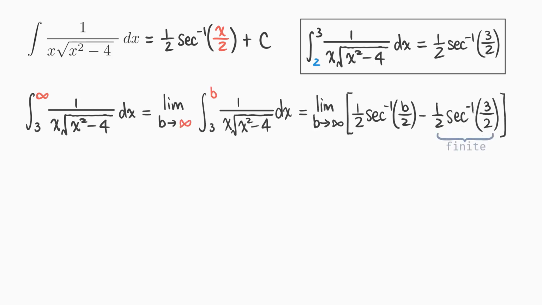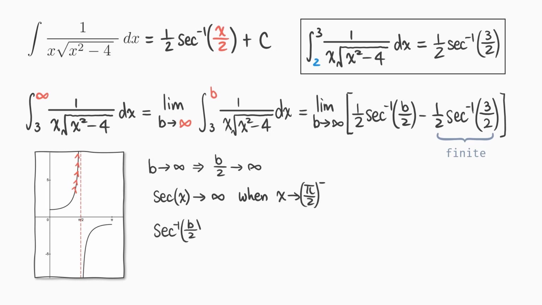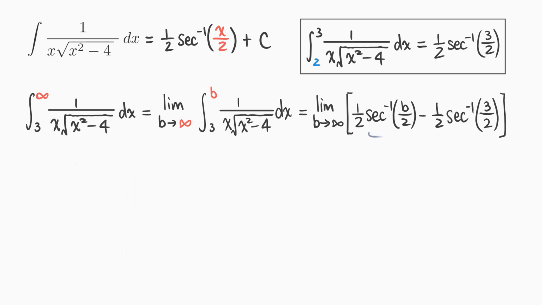This is finite, so we don't need to worry about it. We'll focus on this expression when b approaches infinity. We can find this limit by looking at the secant graph. As b approaches infinity, b over 2 also approaches infinity. From the graph, we see that the secant of x approaches infinity when x approaches pi over 2 from the left. So secant inverse of b over 2 approaches pi over 2 when b approaches infinity. Thus, this approaches pi over 2.